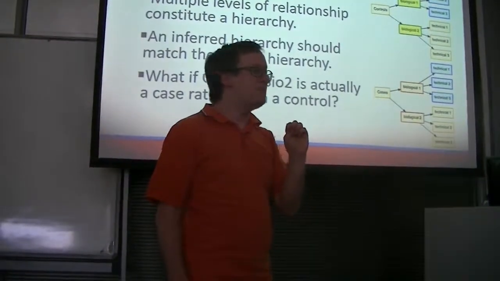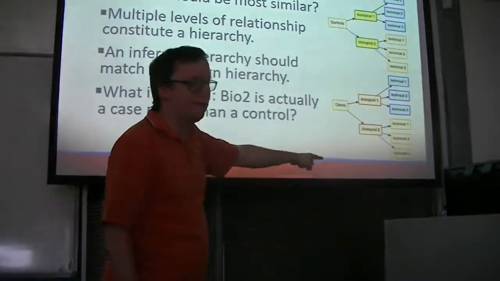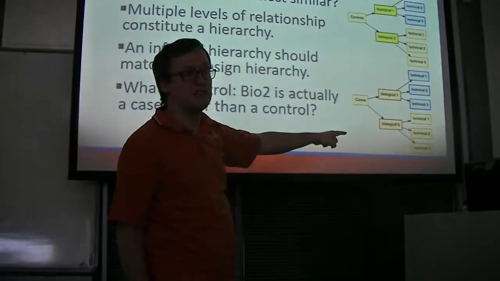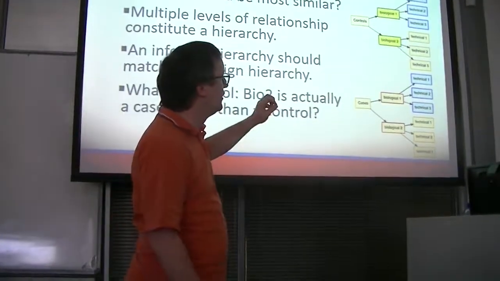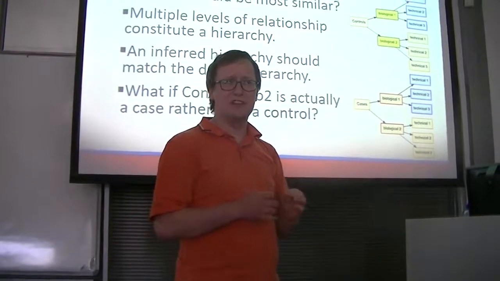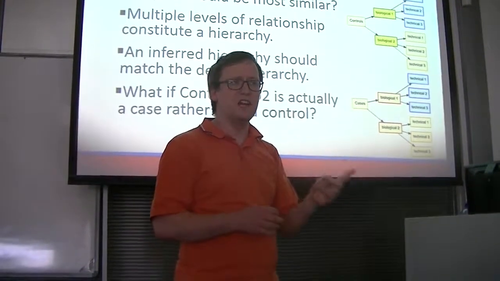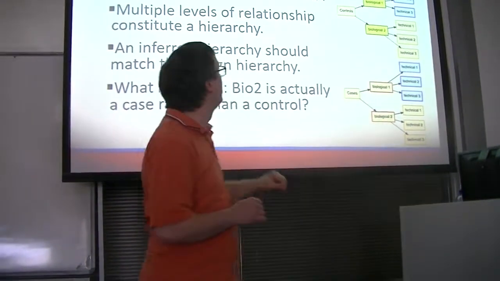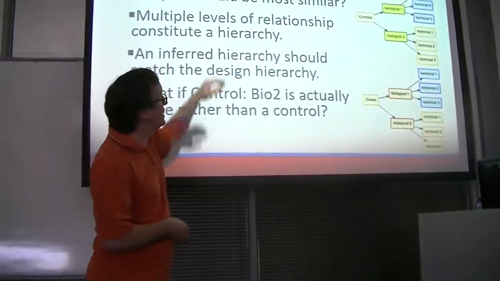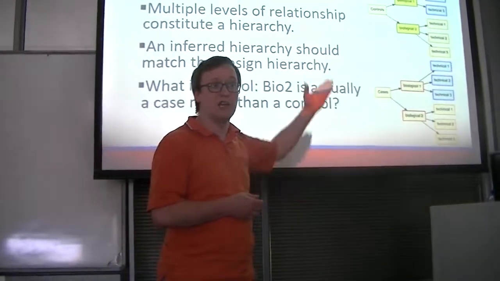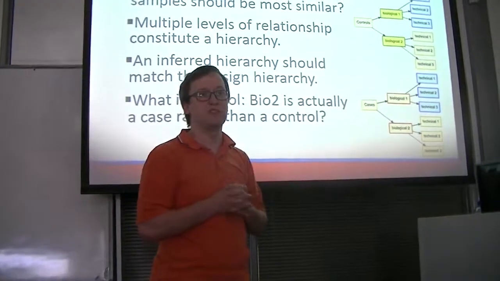So if we have produced these 12 data files from these 12 experiments, we presume, based on how the experiment was designed, that the data are going to bear some relationships. So, in this experiment, which samples should be most similar? In looking at this diagram, which ones would you expect to be most similar?